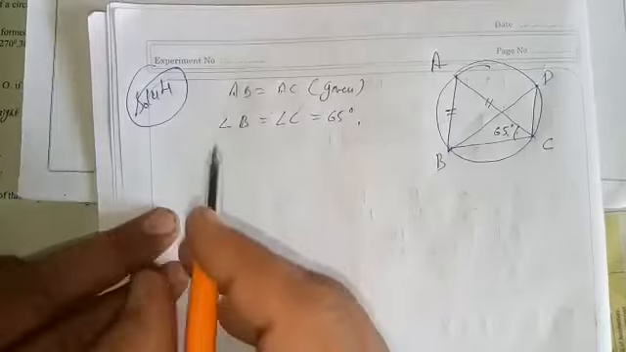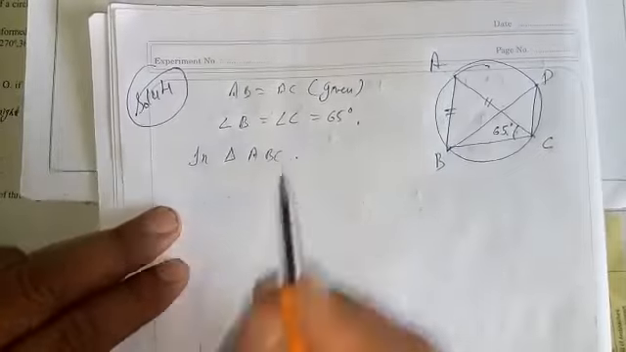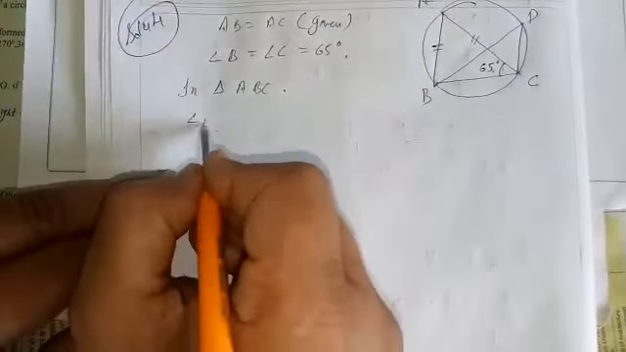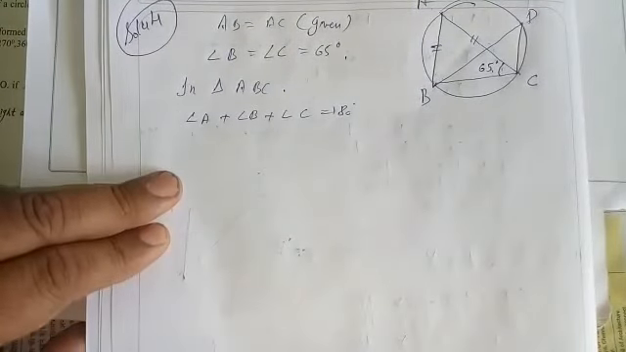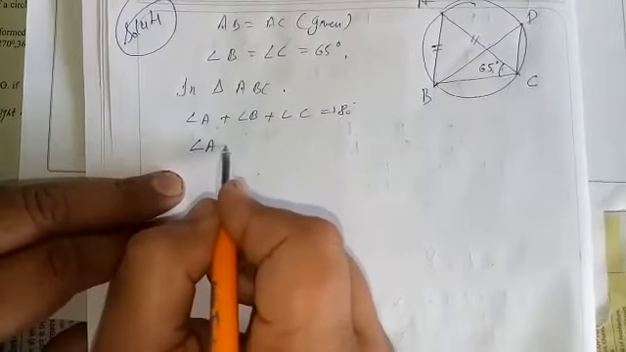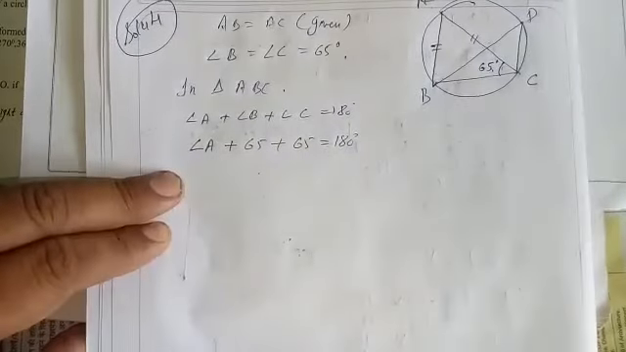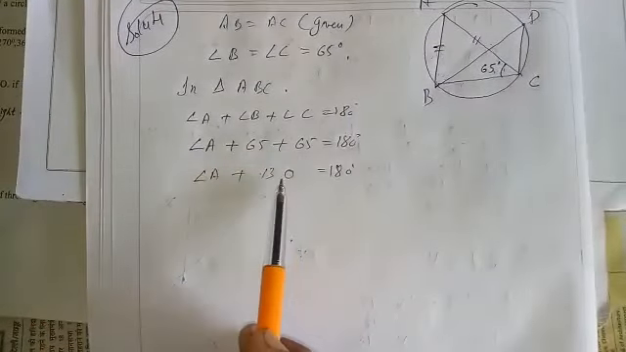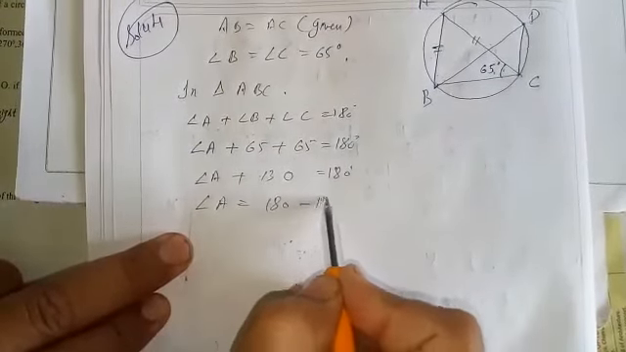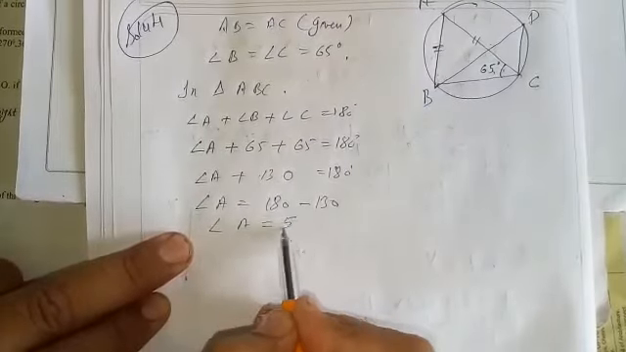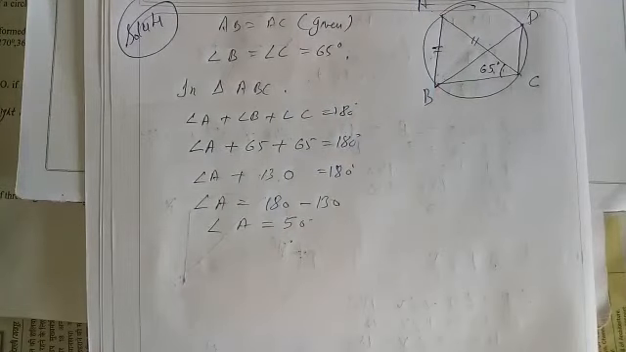Is it clear? Now in which triangle are we solving? In triangle ABC, angle A plus angle B plus angle C equals 180 degrees. Angle A we don't know, we have to find angle A. Plus angle B is 65 plus angle C is also 65 equals 180. If you add 65 plus 65, it is 130. Then angle A equals 180 minus 130. Then angle A equals 50 degrees. How much did we get for angle A? 50. Now we have to find angle D.